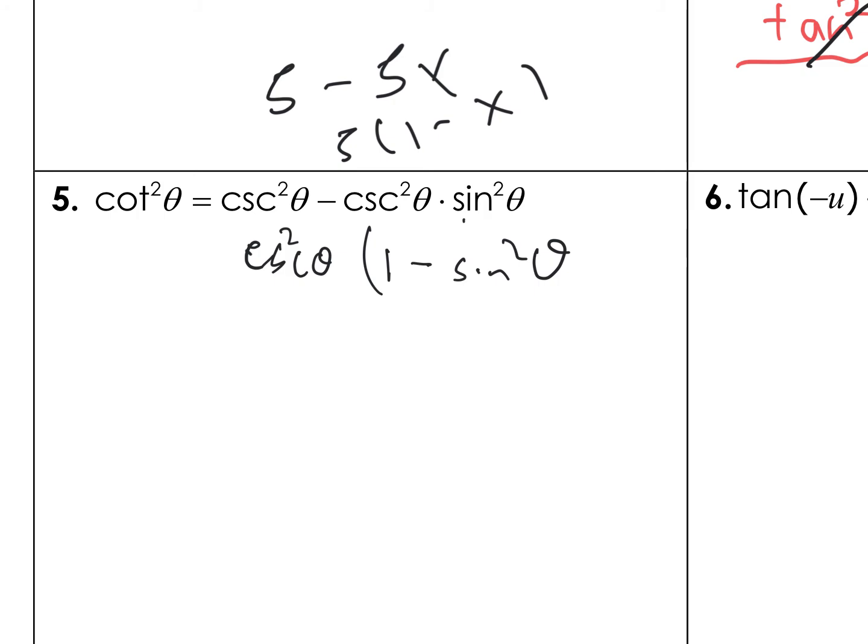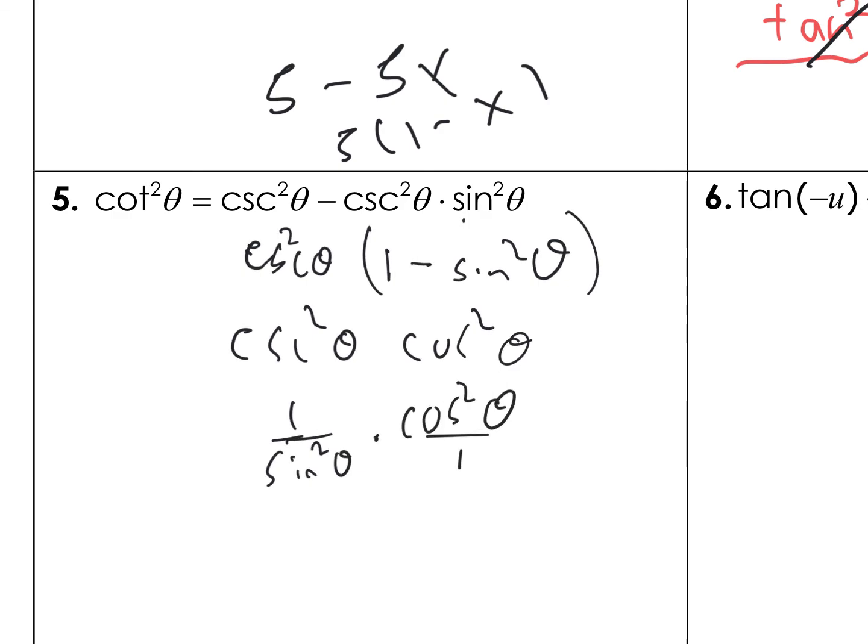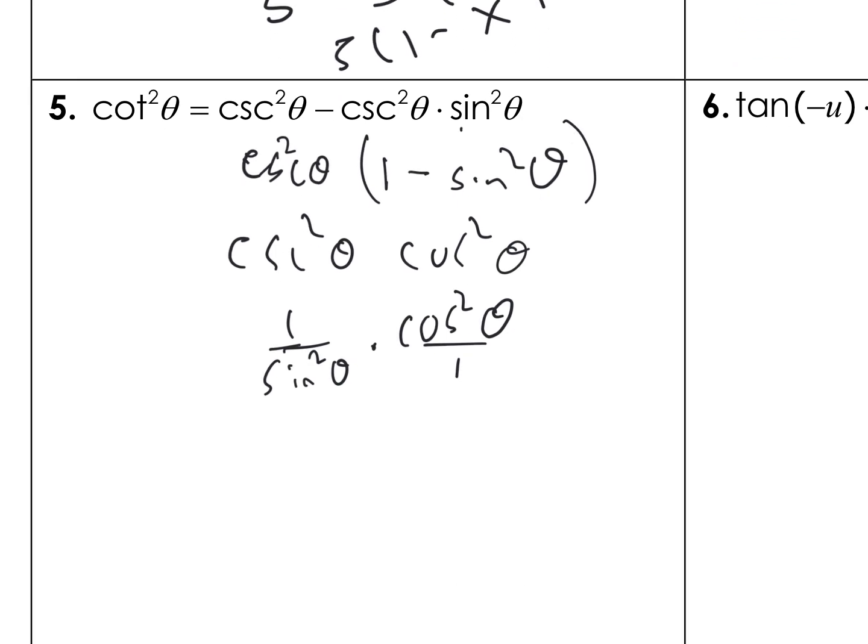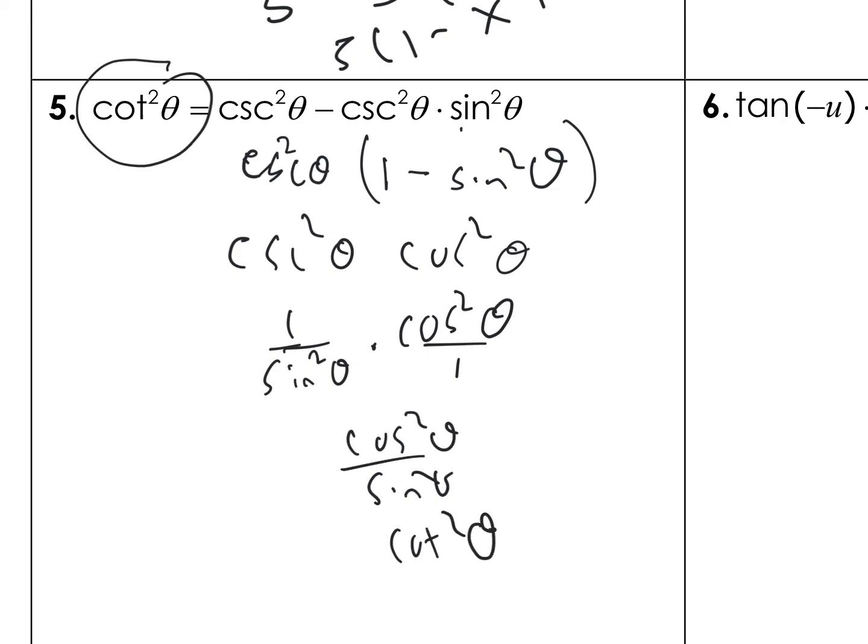What is another name for 1 minus sine squared? Cosine squared. That gives me cosecant squared theta times a cosine squared theta. I don't see a whole lot to do, so maybe I'll just use that identity for cosecant and call it 1 over sine squared theta times cosine squared theta over 1. Top times top. 1 times cosine squared theta is cosine squared theta. Over sine squared theta is cotangent squared theta, which is what I was trying to prove.